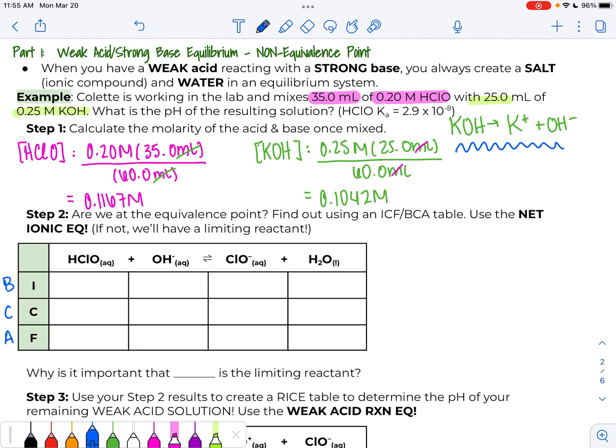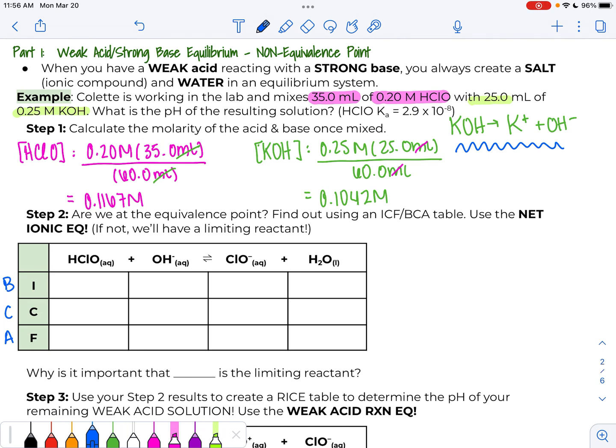So what we're going to use is called an IC table. An IC table stands for initial, change, and final. The way that I want you to think about it, and the reason why I'm using the IC language instead of the BCA language, is because if we are at the equivalence point, then the rest of our math proceeds differently. And you'll see an example of that next.